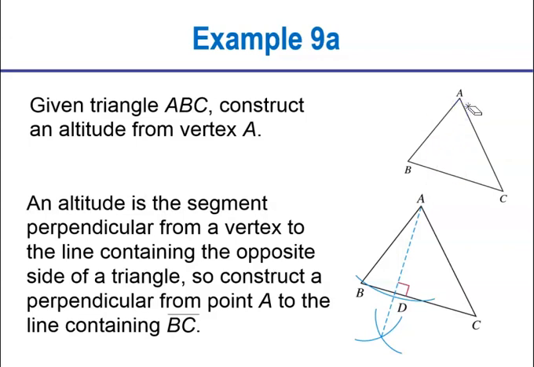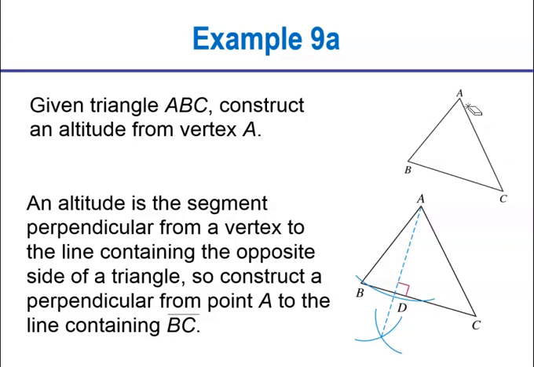Now we've already learned how to draw a perpendicular segment. So I'm not trying to draw a perpendicular bisector. Well, we're not doing that. That's not the altitude. That's something different. I'm just trying to draw a perpendicular from a point. So that's the first perpendicular situation we learned.